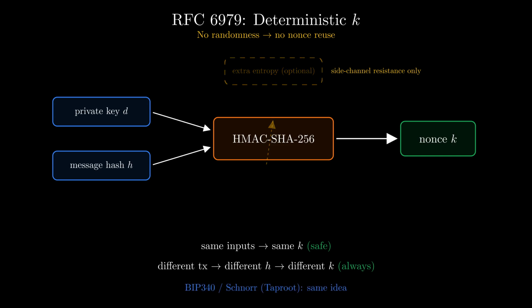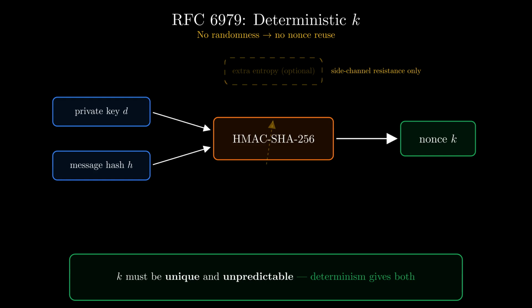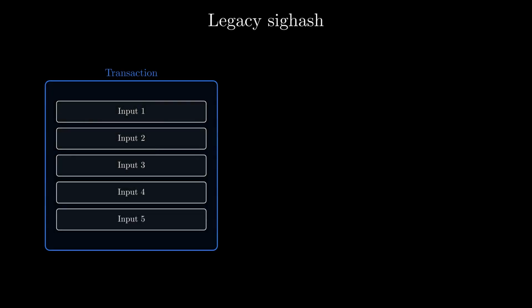BIP340 does the analogous thing for Schnorr in Taproot. The lesson: the signing math doesn't care whether K is random, it cares that K is unique and unpredictable. Determinism gives you both for free. Bad randomness isn't the only way signing can hurt you. The hash you're signing matters too.